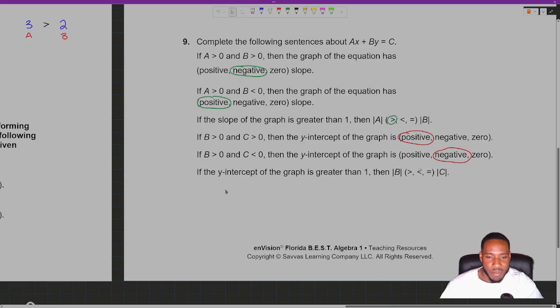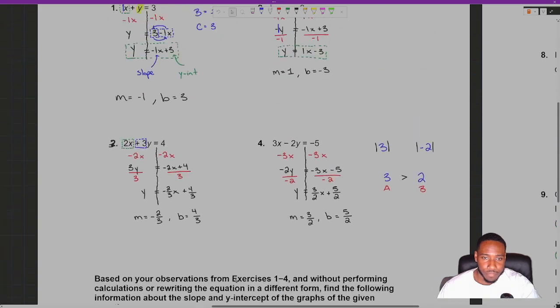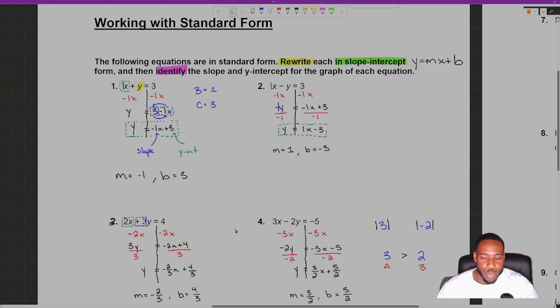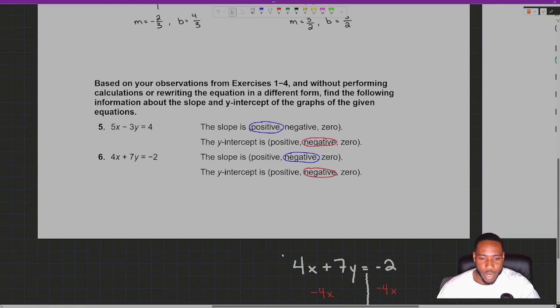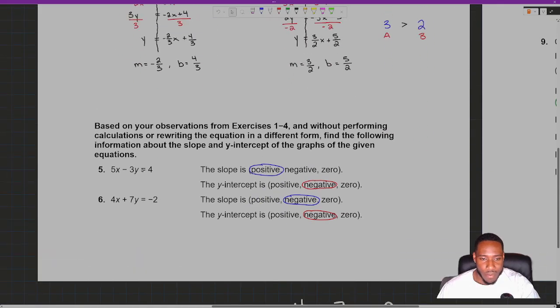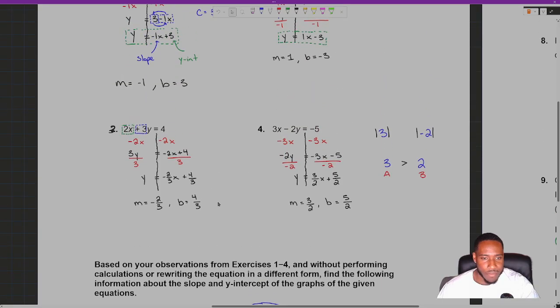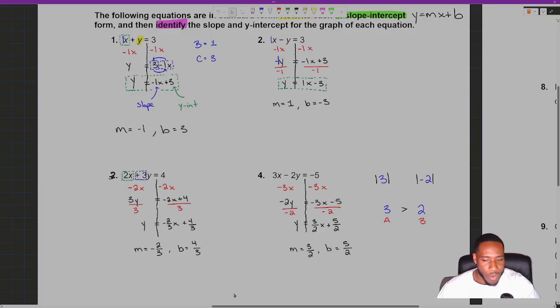Last one we're looking at here, last bit of number 9, last sentence, it says, if the y-intercept of the graph is greater than 1, then the absolute value of b has some relation, either greater than, less than, or equal to the absolute value of c. All right? So let's try to find a situation for that. The y-intercept of the graph is greater than 1. And we found that to be true in a couple of different places. Let's take a look at number, is that true here? No, the y-intercept is negative. So let's go to number 3. I was trying to avoid it, but it's helpful here.